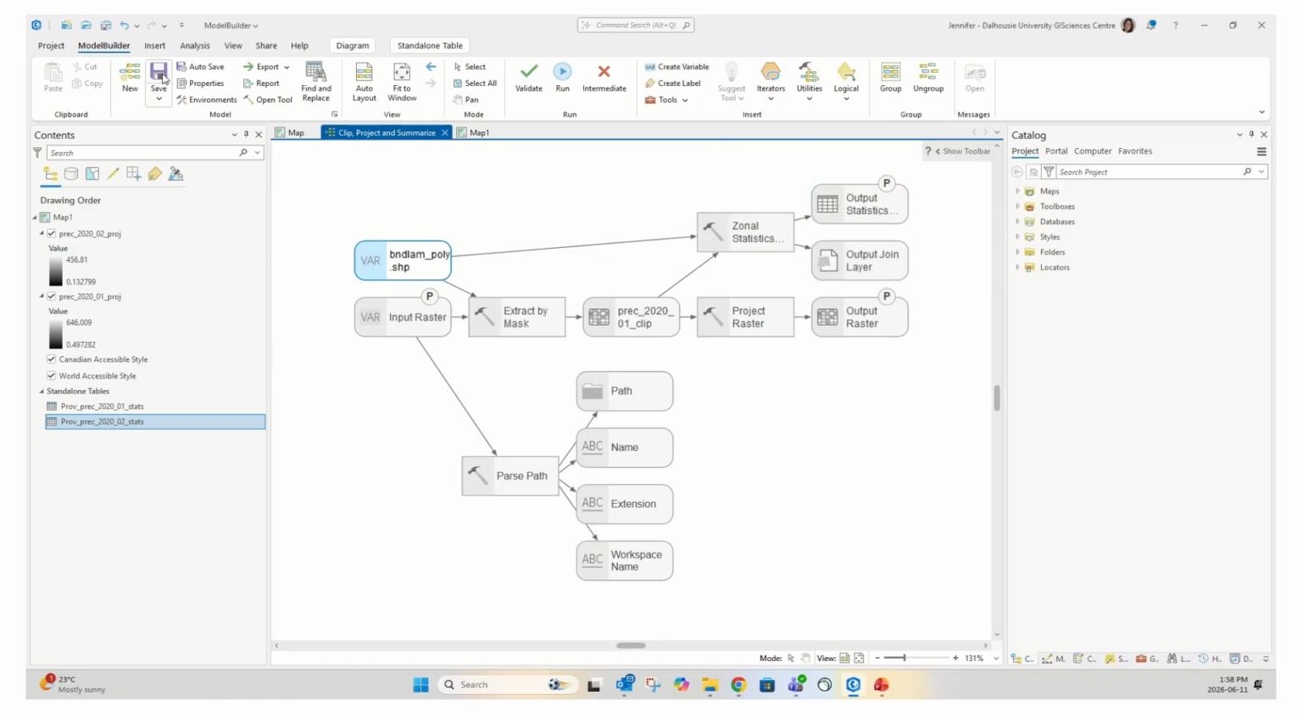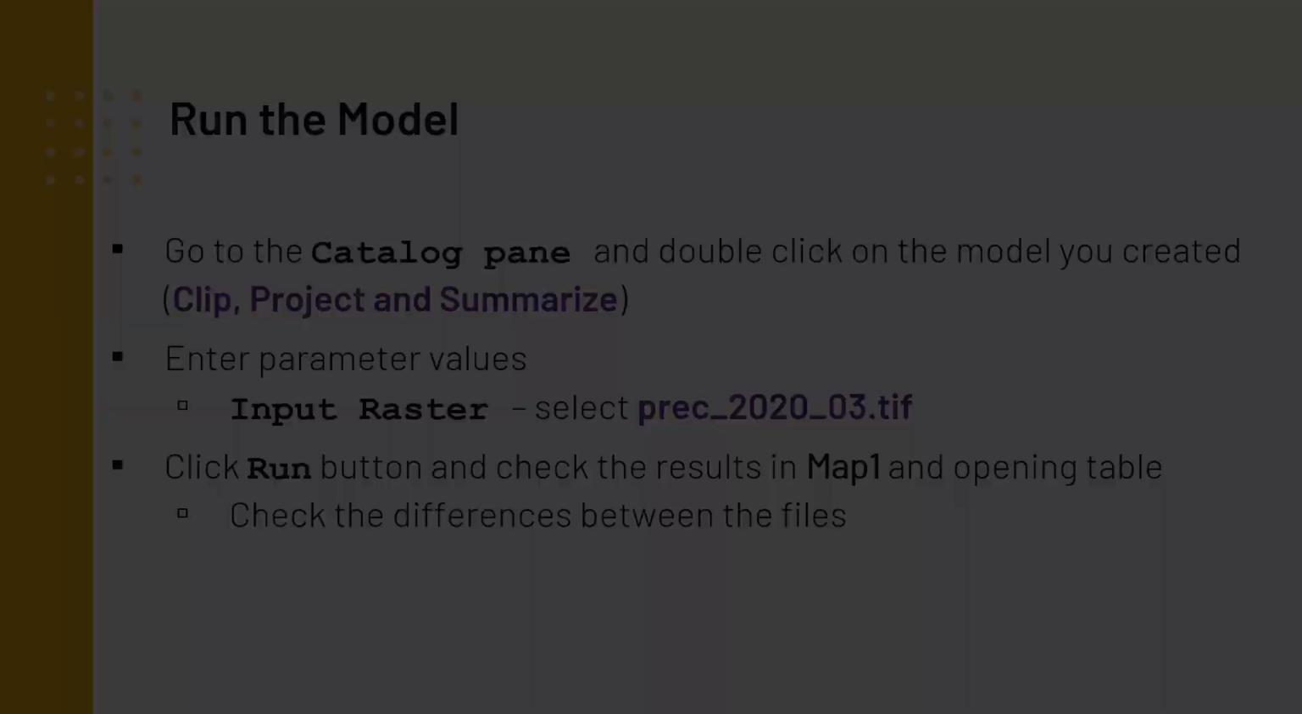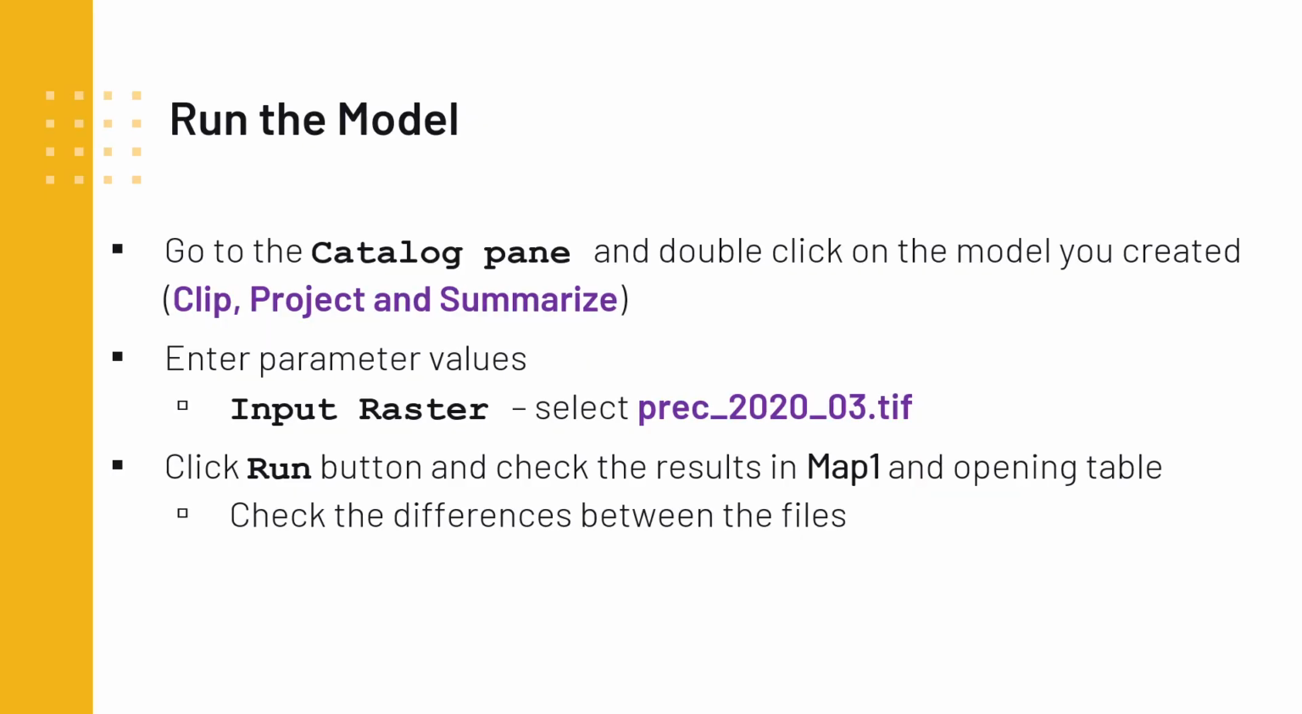Next, we're going to save our model first by clicking on the save in the ribbon. And then we're going to go up here to the quick save button and make sure we save our entire project. Now we're ready to run the model.